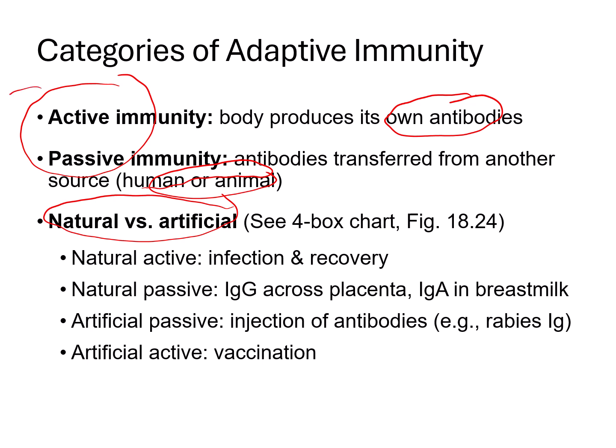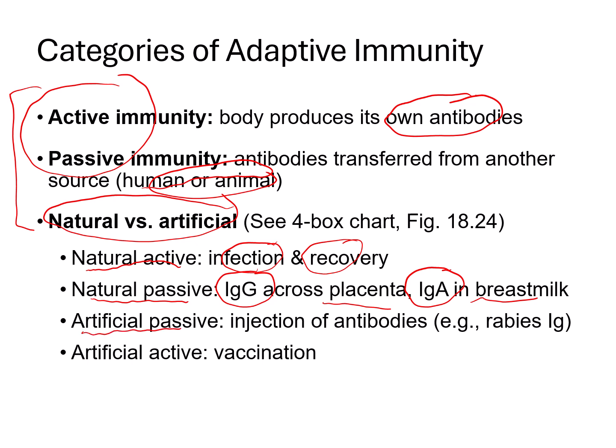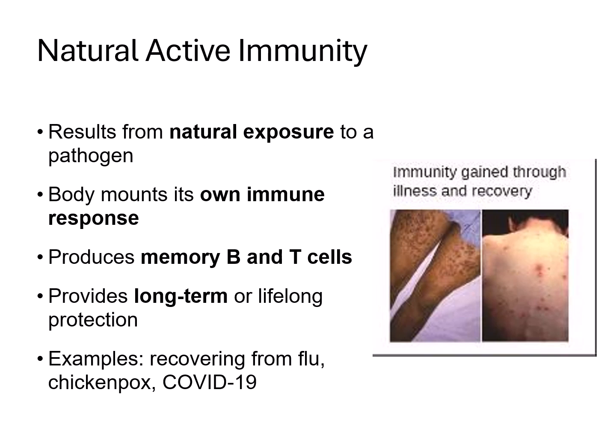If we put these combinations or categories together, we get natural active immunity. This is when you get sick because you're exposed to that pathogen and then you recover. Natural passive immunity is when IgG antibodies cross through the placenta from the mom to the fetus, or IgA is given to the infant through breast milk. For artificial passive immunity, this is through injection of antibodies, and artificial active immunity is through the traditional vaccination route. So let's go through those 4 categories more closely.